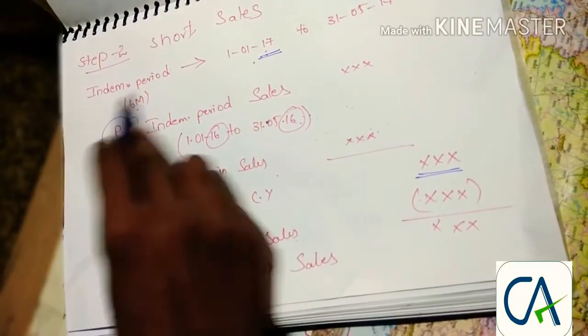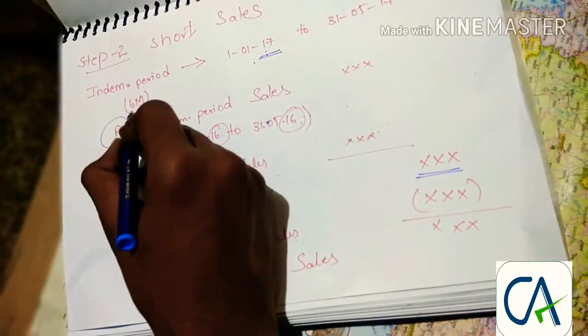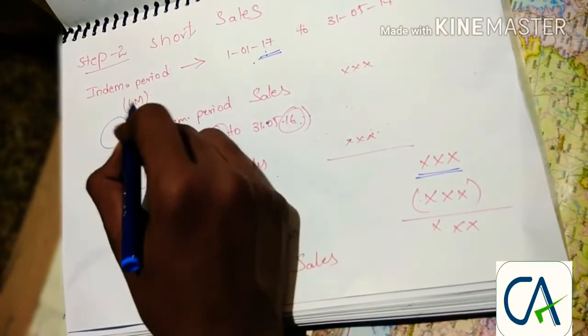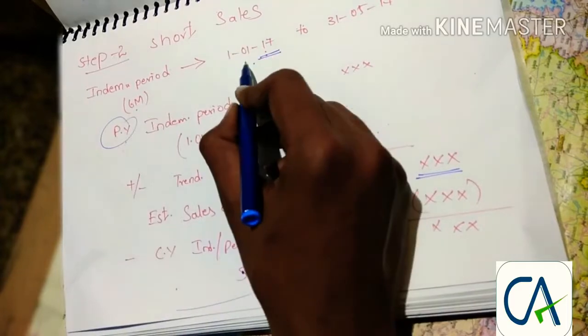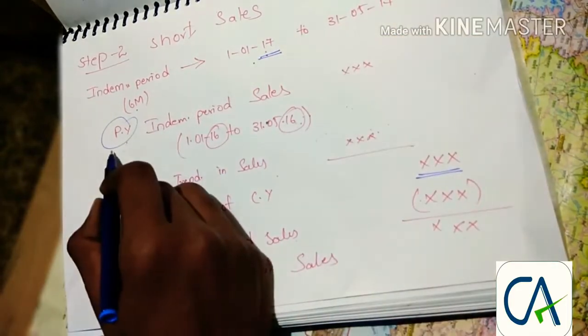Now going to step 2: short sales. Short sales is based on the indemnity period. You know that if the fire accident occurred on 1st January 2017 and the indemnity period is given as 6 months, then from here you add 6 months, that is up to 31/5/2017.